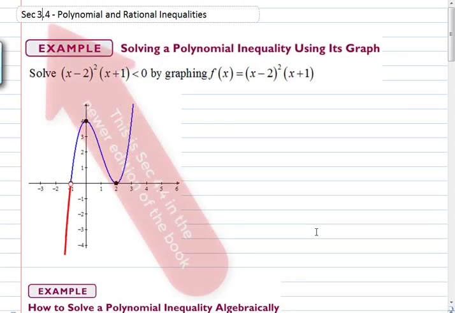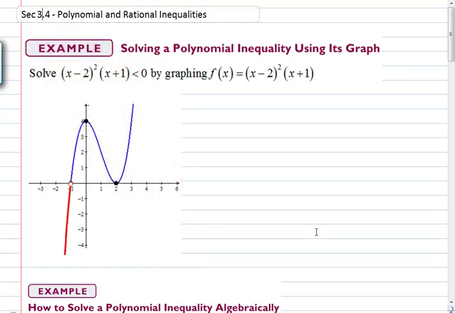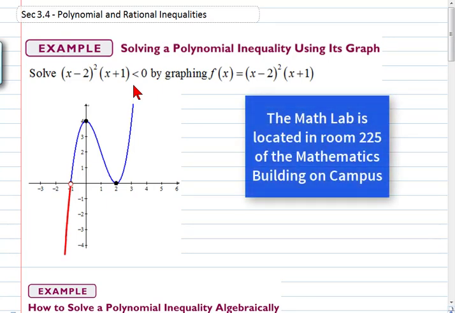Section 3.4 covers polynomial and rational inequalities. We've looked at polynomial and rational equations and functions, so what we're going to look at now is the inequalities. Now this should be a review from college algebra. If it is not, we may need to back up a little and get more help or go to the math lab in order to get some help.